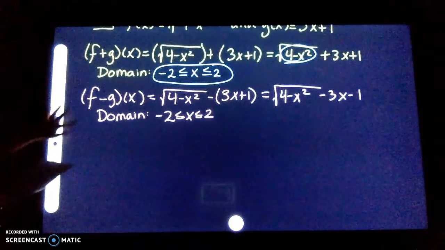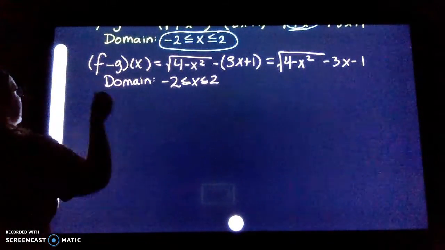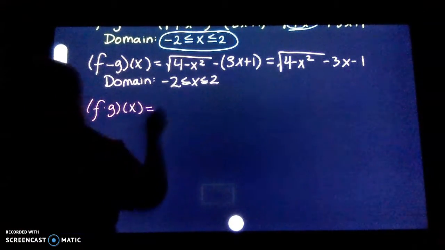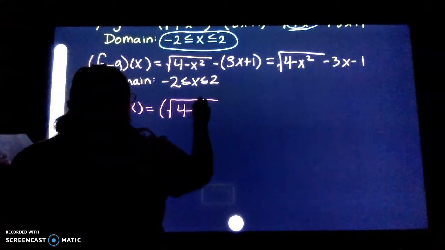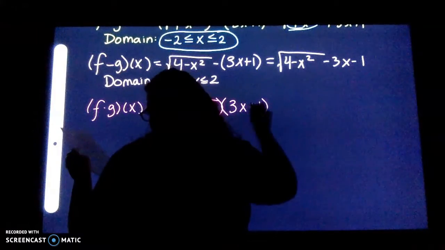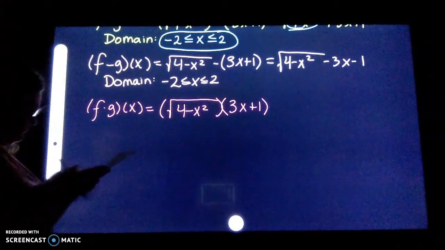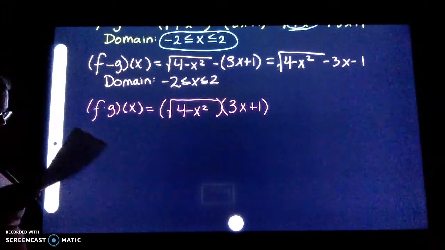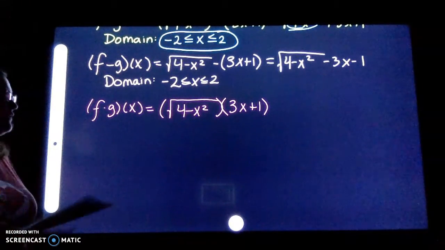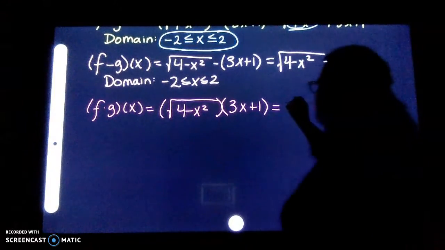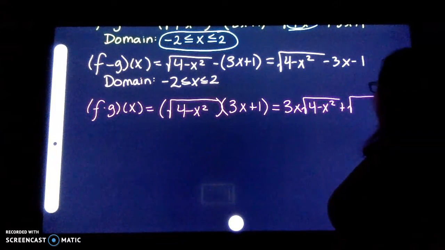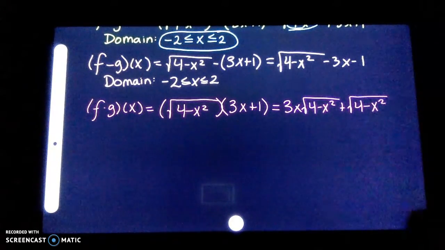Let's go ahead and do a product then. So f times g of x. This is going to be the square root of 4 minus x squared times 3x plus 1. There honestly isn't a whole lot that I can do with this one, so I'm actually going to leave it unsimplified. If you had wanted to simplify it, it would have turned into 3x times 4 minus x squared plus 4 minus x squared, which is really not too pretty to look at.